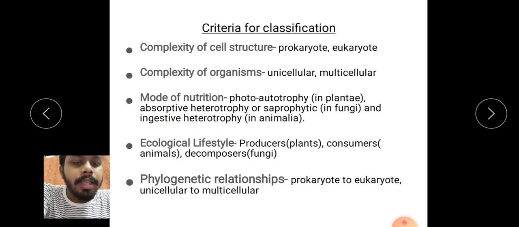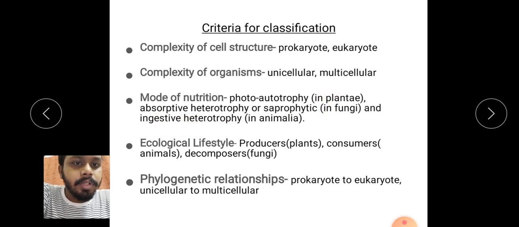That means they ingest the food, like humans and insects, all are ingestive heterotrophs. They directly ingest food. But in fungi, the heterotrophy is absorptive. They absorb the food. So this is the difference. Depending on the mode of nutrition, they are divided into photoautotrophy, absorptive heterotrophy and ingestive heterotrophy.